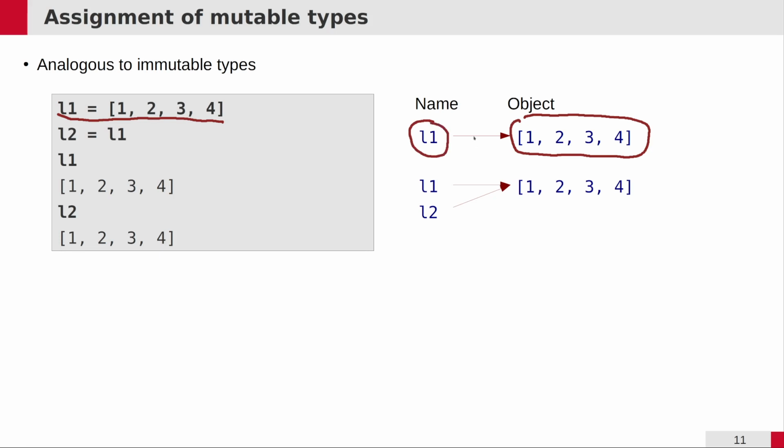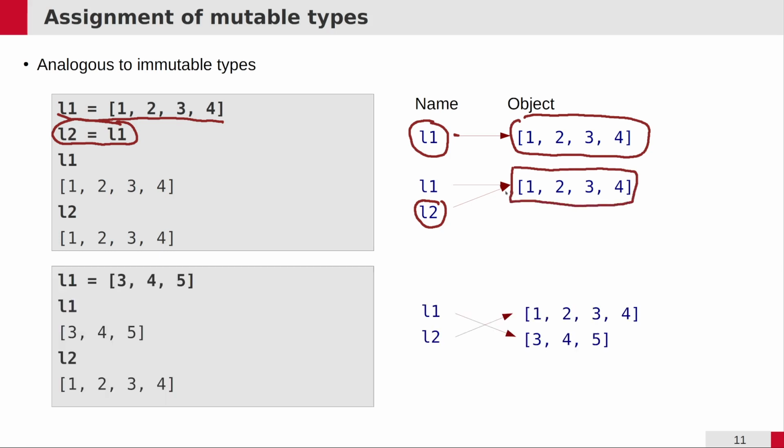L1 is created, and this name just points to the object. If you then say, okay, I want to introduce a new name, L2 should be equal to L1, it only means that a new name L2 will be created, which will point to the same object in the memory as L1. So there is no new object created, it will just point to the same object as L1 did.